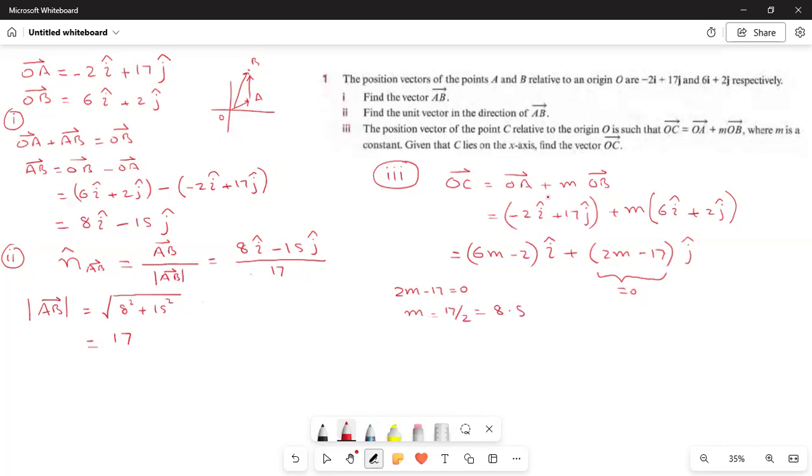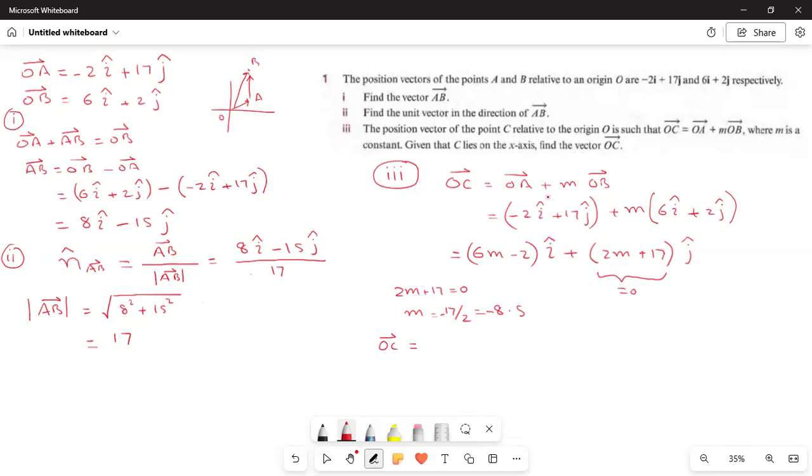I think I'm making some mistake here. It is 2m plus 17. Yes, this is plus. Sorry, I had a negative here. It is plus. So 2m plus 17 equals 0, so it will give you m equal to negative 17 over 2, which is negative 8.5. Now knowing the value of this m, I can find the vector OC.